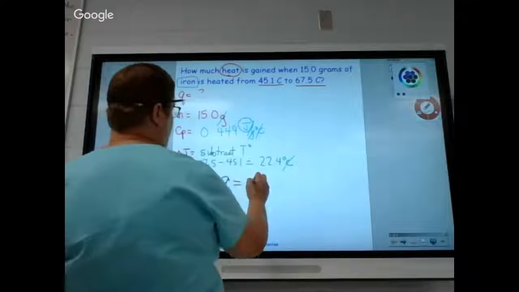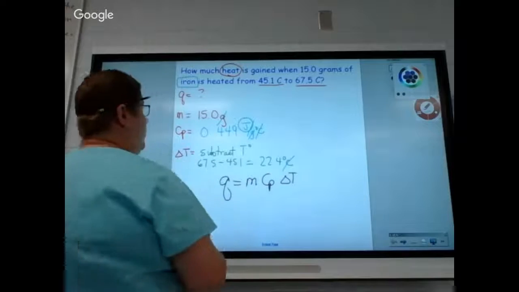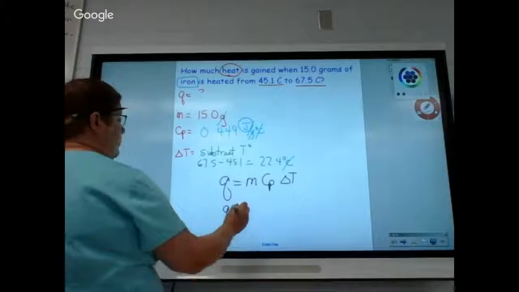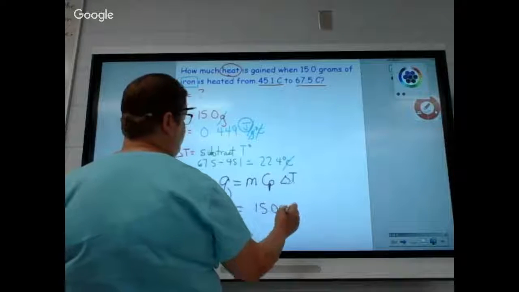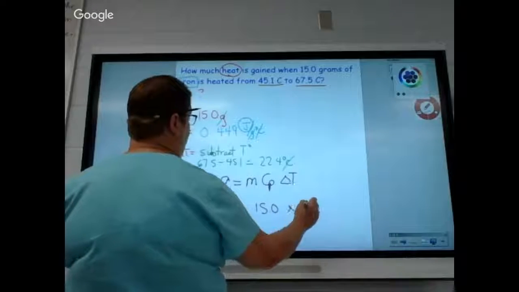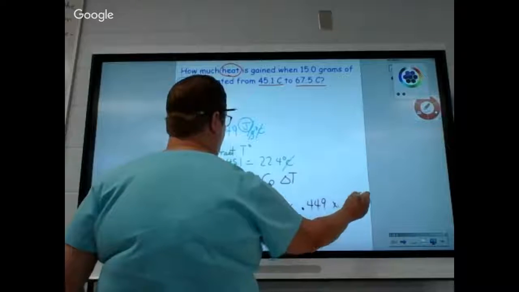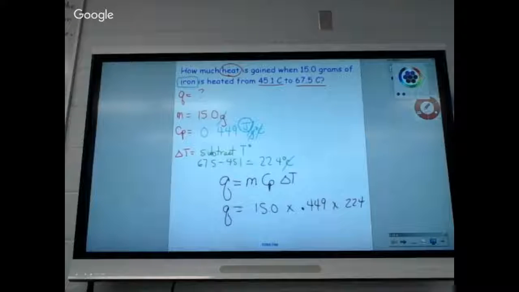Q equals m Cp delta T. All right, what variable are we solving for? Okay, what's m? 15. What's Cp? 0.449. And what's delta T? 22.4. Now, this is a very easy one to solve for because all we have to do is what?